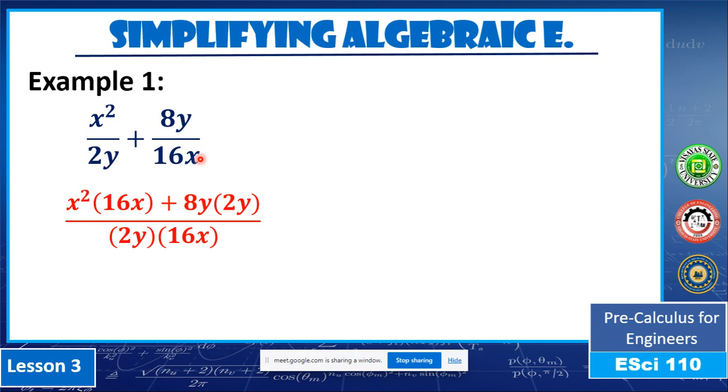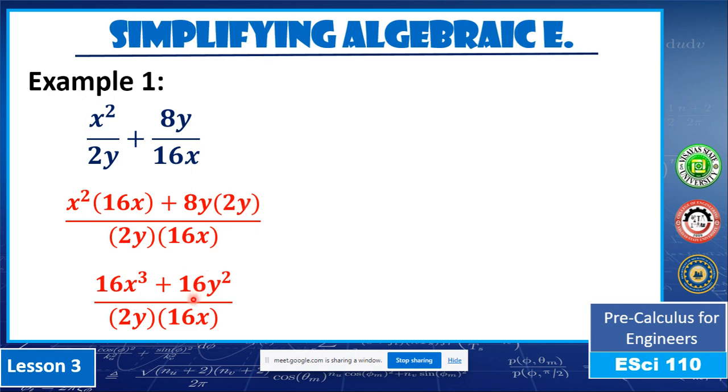Then 2y is multiplied to the numerator of the second fraction, which is 8y. So we have this second term as 8y times 2y. Then we perform the operation. So x squared times 16x, by the rules of exponents, gives 16 times x cubed, since they have the same base x, so the exponents add. Then for the second term, 8y times 2y gives 16y squared, following the rule of exponents.